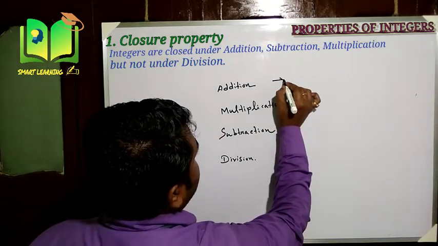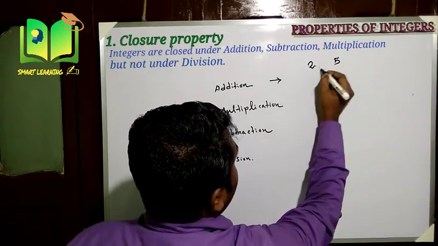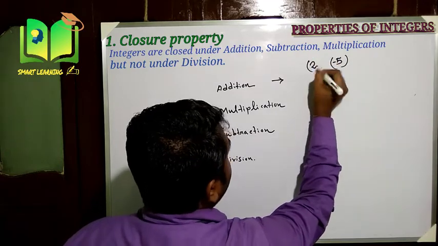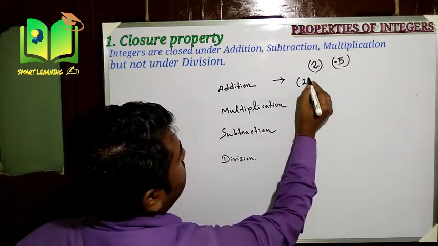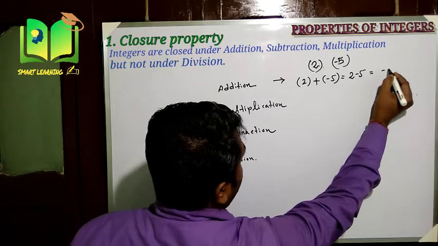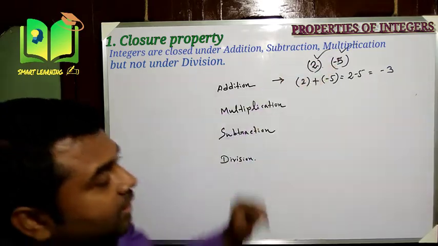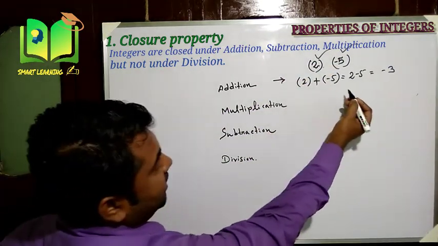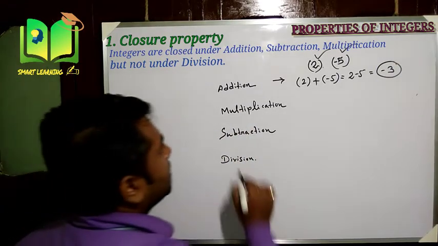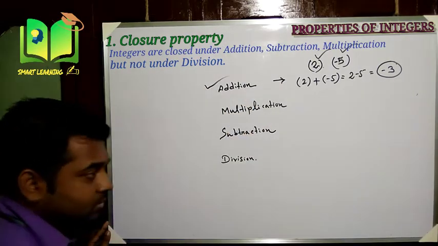For addition, suppose you consider two values. One is 2, another is 5. Suppose you are adding 2 and minus 5, so 2 plus of minus 5 equals what? 2 minus 5 equals minus 3. Both are integers, one positive and the other negative. So 2 plus of minus 5 equals minus 3. Minus 3 is also an integer. So closure property, in case of addition, it follows.